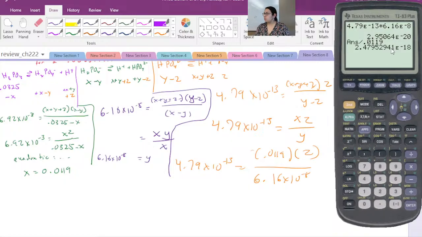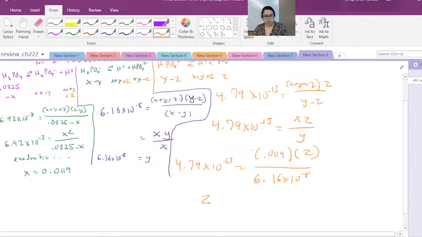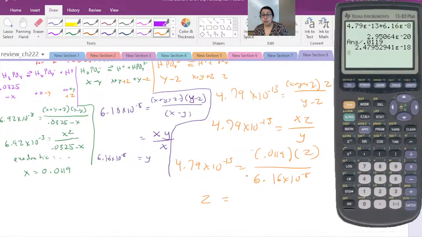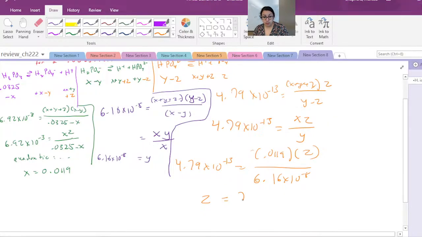So I get this for z once I'm done. I see nods. So z is 2.48 times 10 to the negative 18. And then you can go back and calculate everything.